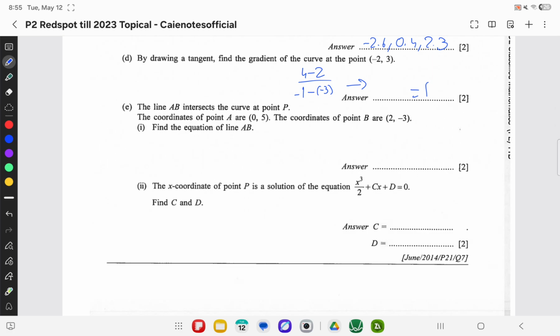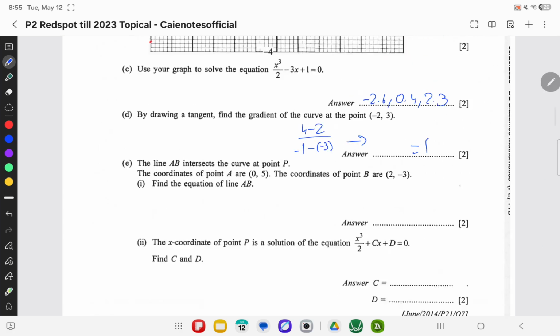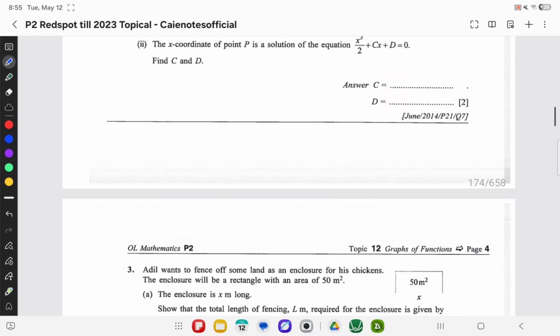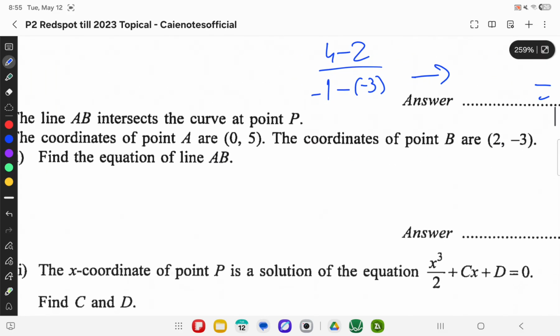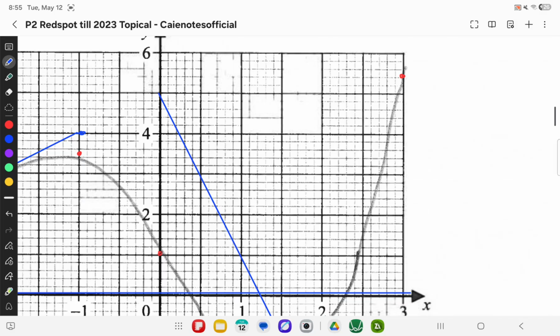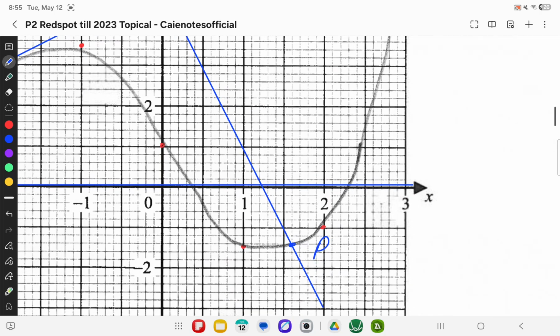It is a solution to this question. So how is it a solution to the question? Well, we need to find the curve. Okay, find line AB. So line AB would have 5 as the intercept and the gradient is this.